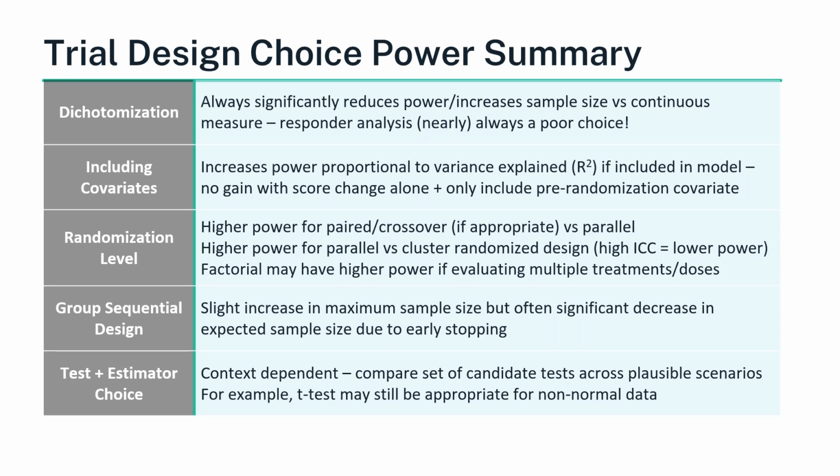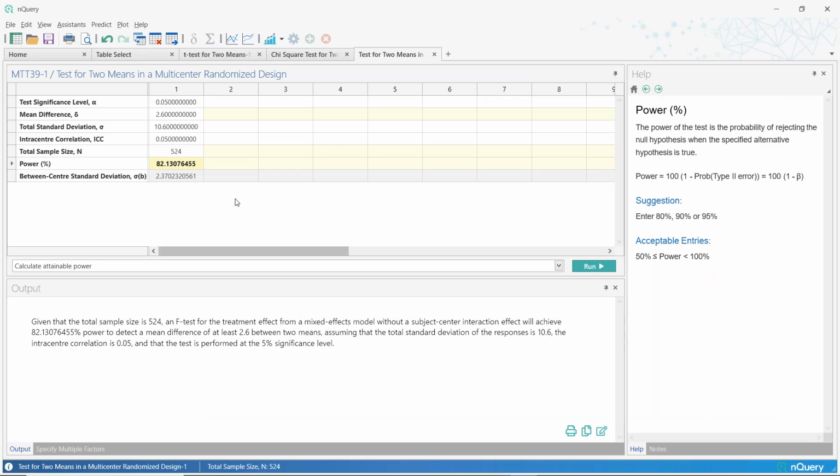Then randomization level, as you can basically show, if you go to a paired analysis or crossover analysis, you would expect higher power. But if you go to, say, a cluster randomized trial, you're going to expect lower power.